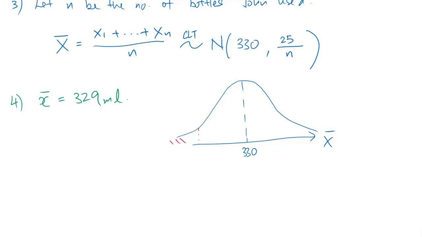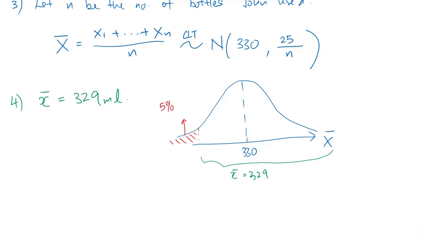So let's denote this as your critical region. It's your 5%. Okay, and because the question says that we do not have sufficient evidence to reject the claim, what I can say is that my x bar must be somewhere here, x bar. So the 329 must be somewhere in this region. Alright, so what can we do to find the value of n now?